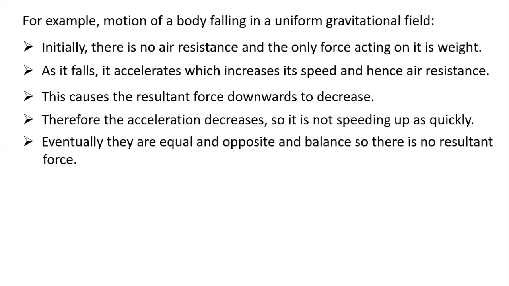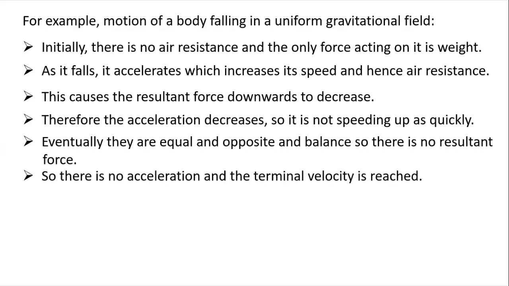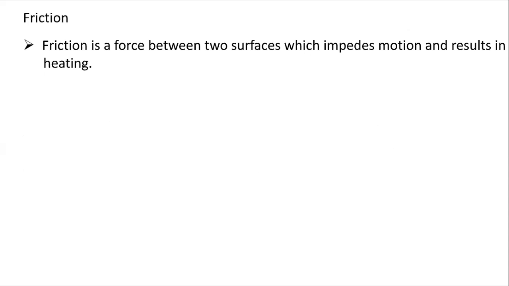Eventually, they are equal and opposite and balance. So there is no resultant force. So there is no acceleration and the terminal velocity is reached. Friction. Friction is a force between two surfaces which impede motion and results in heat. Air resistance is a form of friction.